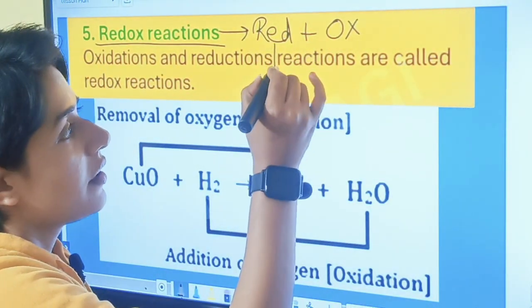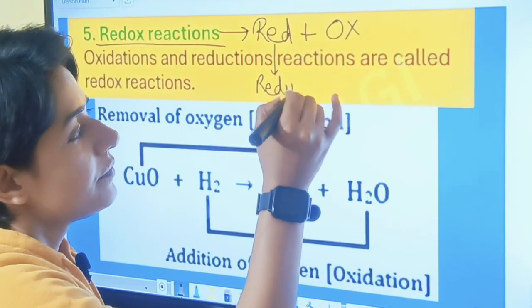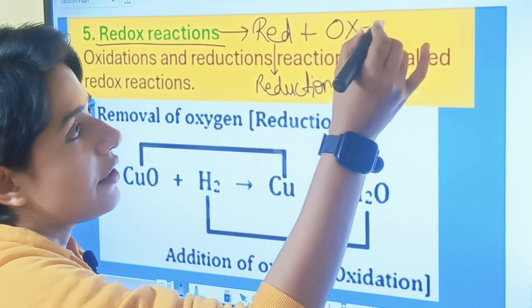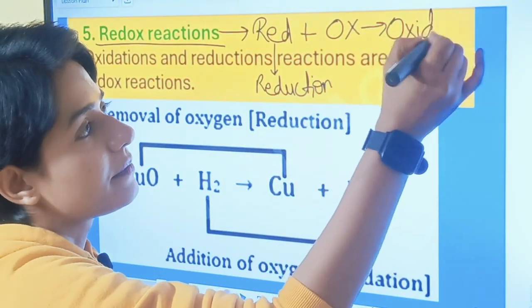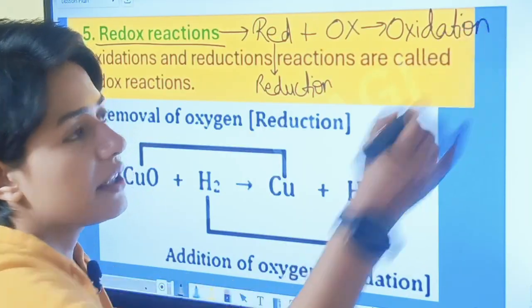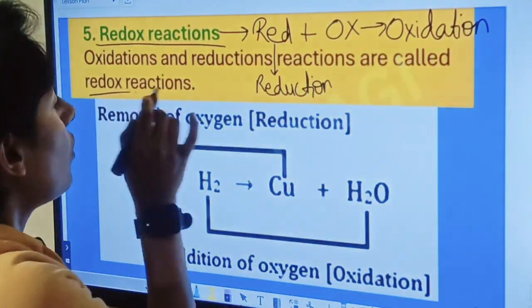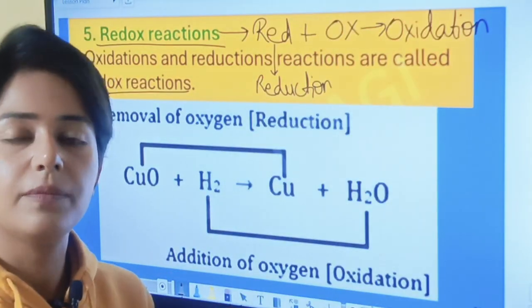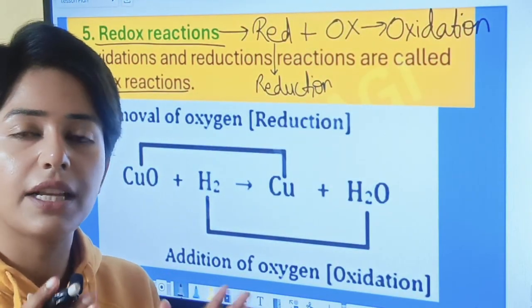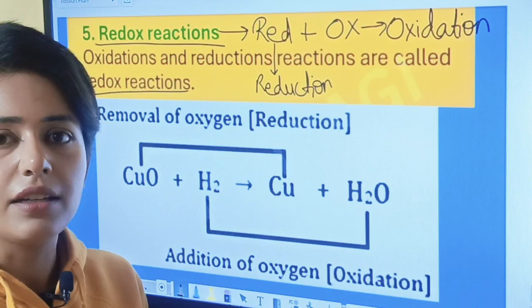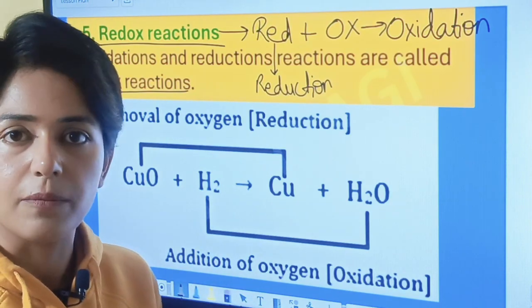First, red stands for reduction, and ox stands for oxidation. Oxidation and reduction reactions are called redox reactions. When oxidation and reduction reactions take place together or simultaneously, then it is known as a redox reaction.